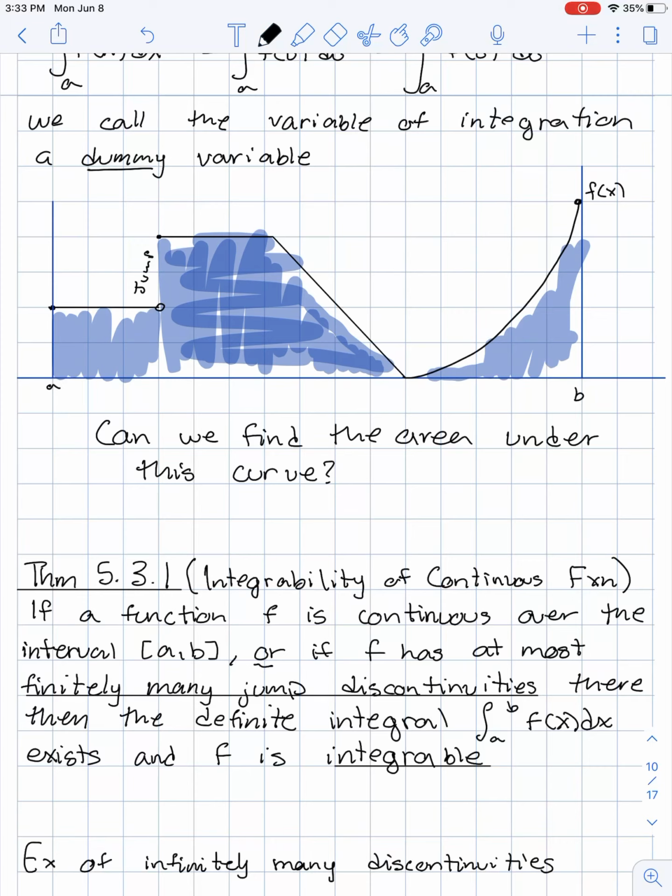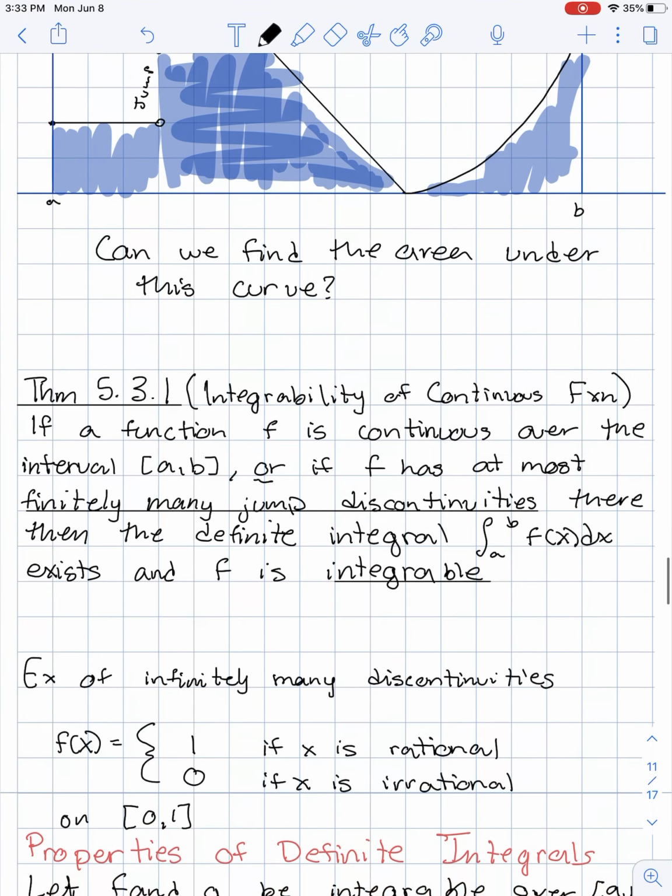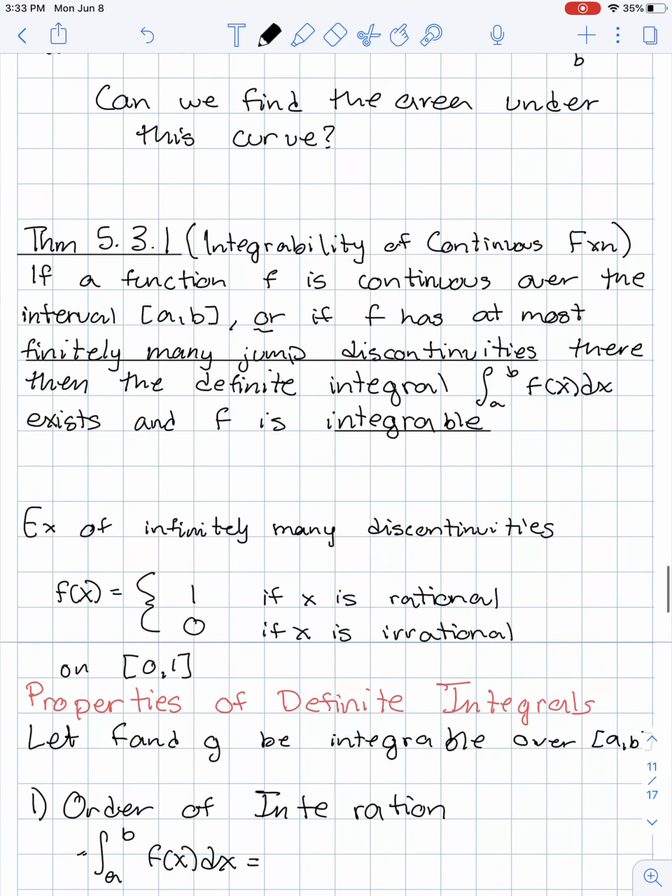The difference between finitely many and infinitely many, in the scope of knowledge that you all have and the scope that the class is covering, would take too much time to explain. But an example of something that has infinitely many jump discontinuities is the function below.